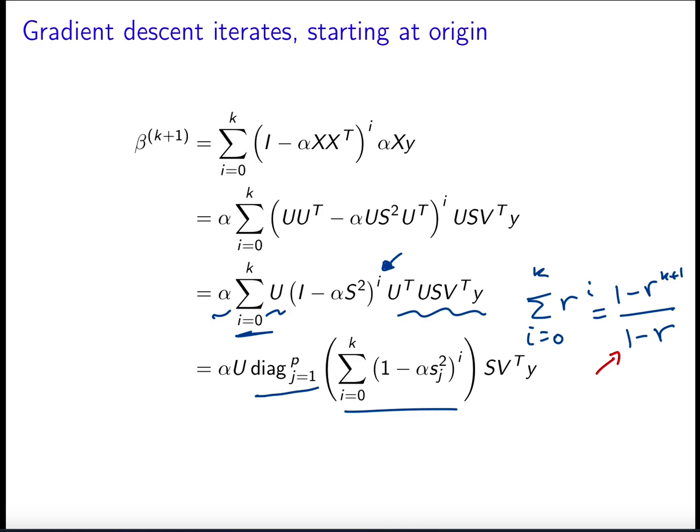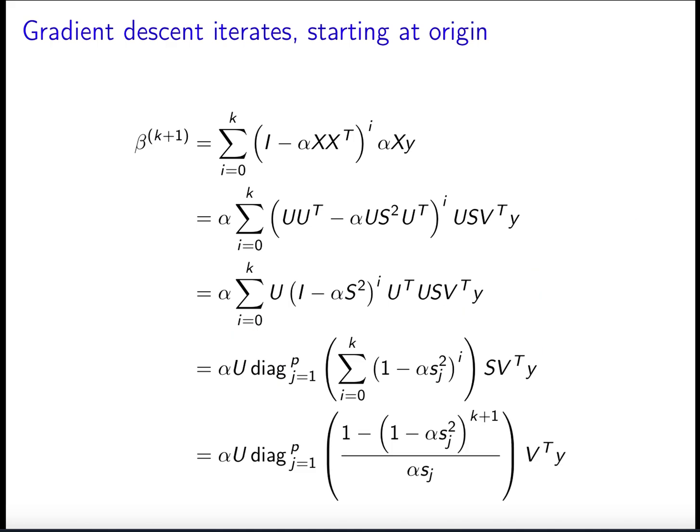Okay, so notice that this sum will converge to 1 over 1 minus r if this guy goes to 0, which happens if r is strictly smaller than 1. Okay, so just to be clear, our r here is equal to 1 minus alpha sj squared, where sj is each of the singular values of the feature matrix, because again, this sum occurs at each point in the diagonal. For every entry in the diagonal, you have a different value for the singular values. Okay, but we can apply this geometric sum reasoning to all of them.